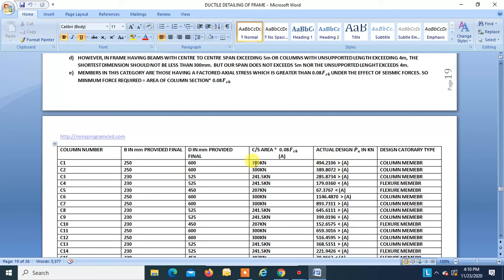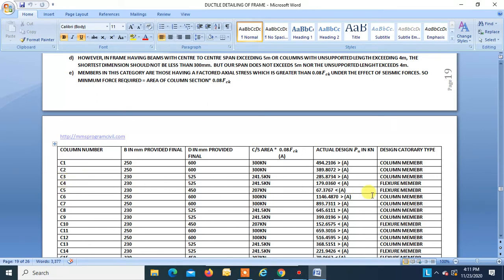This has to be greater than this. Okay, over here we can see this is greater than A, so it will be designed as a column member. But over here we can see this is less than this, so this has to be designed as a flexure member. Okay, column 4 has to be designed as a flexure member.